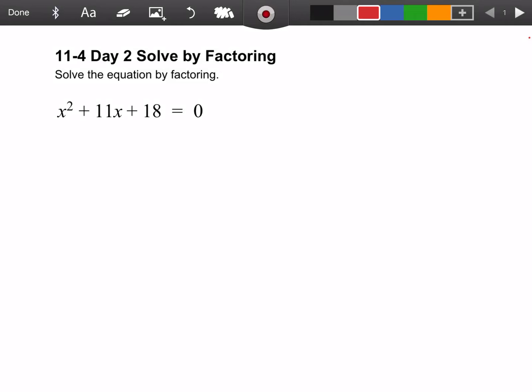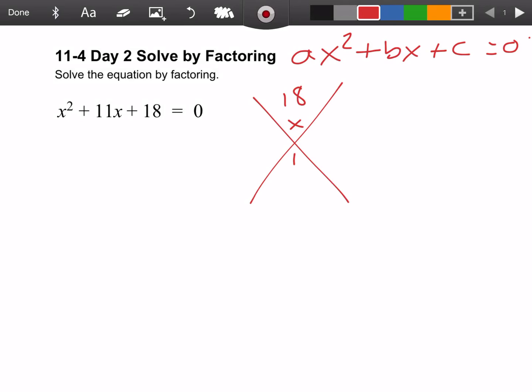So if you can remember, we have x squared plus 11x plus 18 equals 0, and that is going to be from our standard form, ax squared plus bx plus c equals 0. And so what we're going to do is we have to find two factors that multiply to 18 but add to 11. And if you take a look at your factor sheet, it would be 2 and 9. So then we're going to split this up and say x plus 2, x plus 9 equals 0.